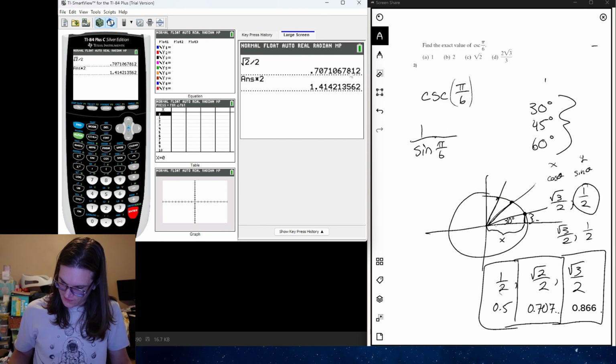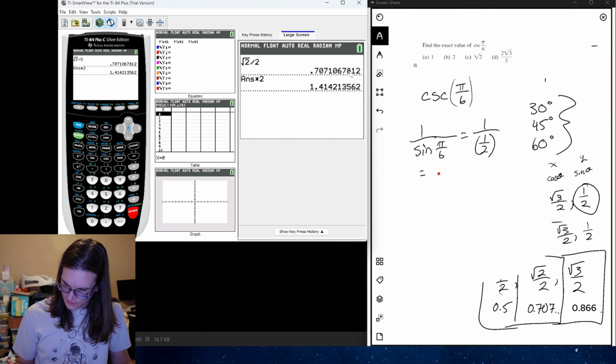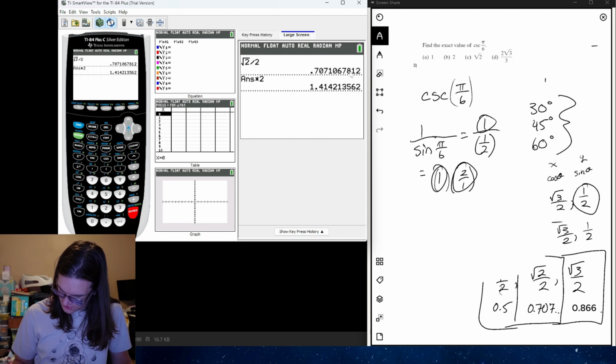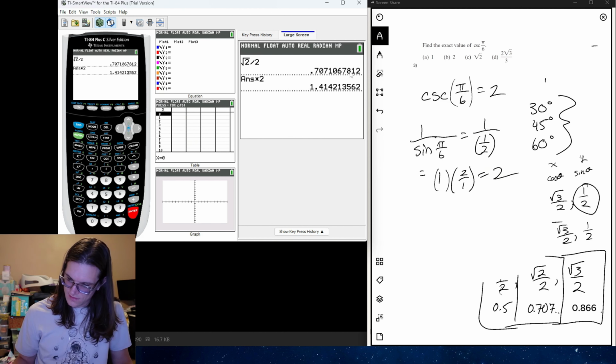But here we're working with sine of pi over 6, which is 30 degrees. And we've determined that the height of the triangle right here, which is the sine of theta, is 1/2. So this is equal to 1 over 1/2. And again, we went over this. 1 over 1/2 is equal to 1 times the thing flipped. So 1 over 1/2 is 1 times 2, and so it's 2. So the answer is 2, which is B.